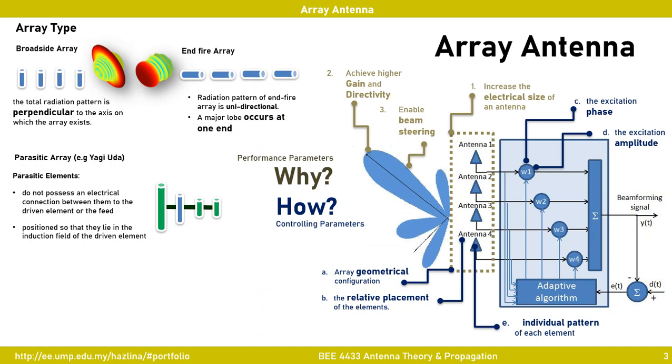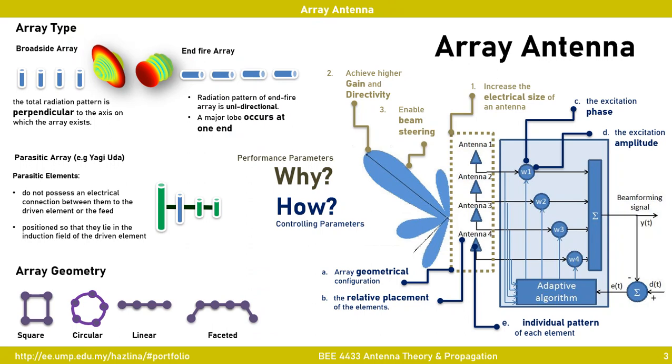Another type of array arrangement is the one with parasitic elements. The elements of both broadside and end-fire array, described above, consist of elements that are excited. However, in parasitic array, there are elements that are not excited throughout the operation of the array antenna. These units are known as parasitic elements. Parasitic elements do not possess an electrical connection between them to the driven element or to the feed. They are positioned so that they lie in the induction field of the driven element.